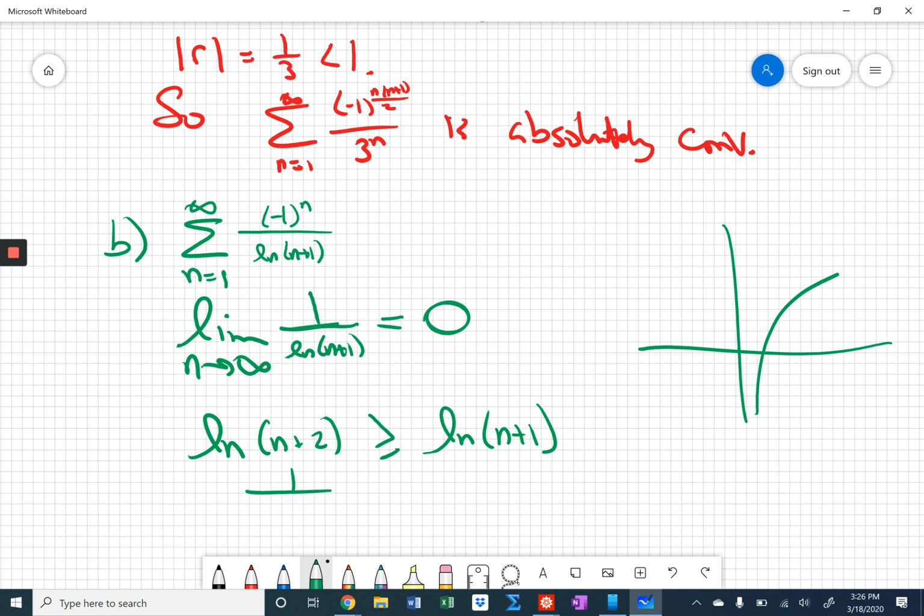And then 1 over the natural log of n plus 2 is going to be less than or equal to 1 over the natural log of n plus 1. And you might be thinking, so what?